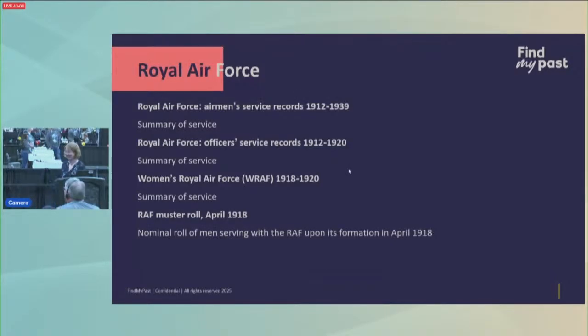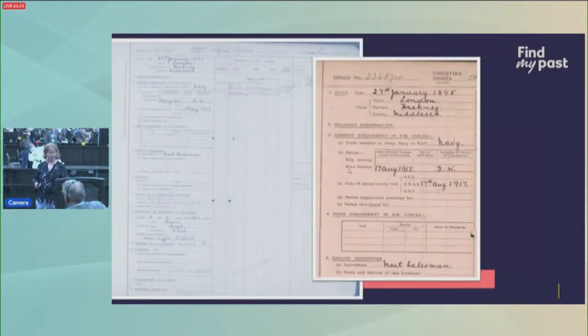Completely. It's good. Royal Air Force. So those materials include the Royal Air Force Airman Service Records, the Officer Service Records, the Women's Royal Air Force, and the RAF muster rolls starting in April of 1918. So these records, again, very militaristic, but a little cleaner, a little easier to read. Because these are relatively new.